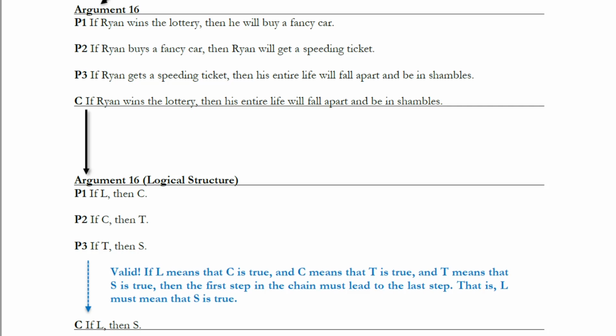That means that if the first step in the chain occurs, that is, Ryan winning the lottery, then we know that the last step will eventually occur as well. Ryan's life will fall apart. And we see this is precisely the conclusion that the argument draws. The argument concludes that if Ryan wins the lottery, then eventually his life will fall apart. So as such, this argument is valid.